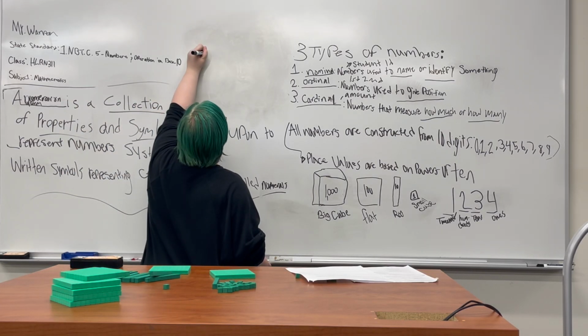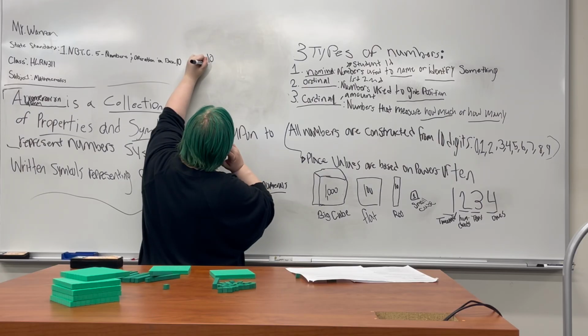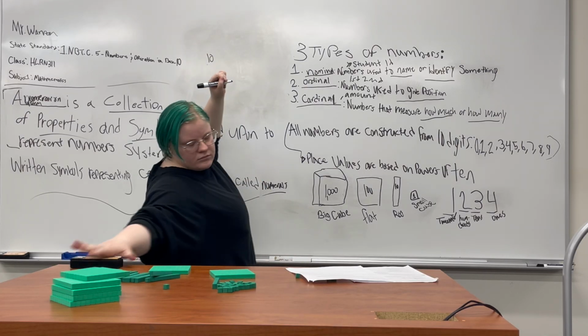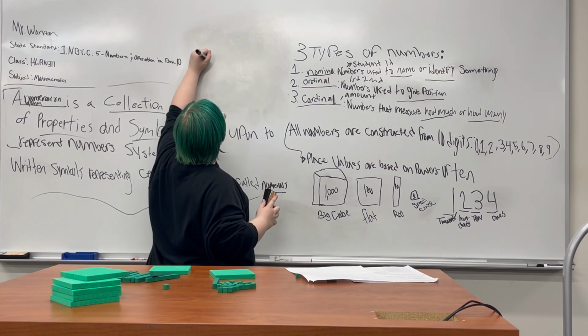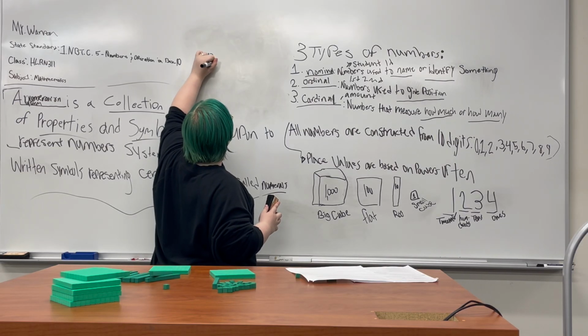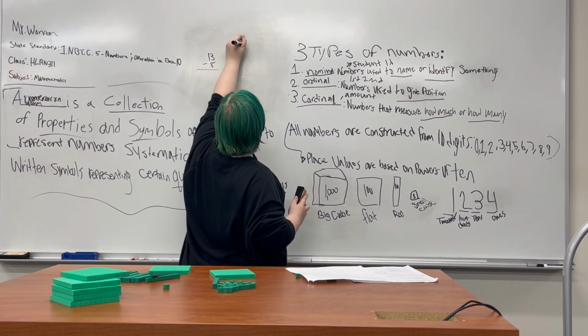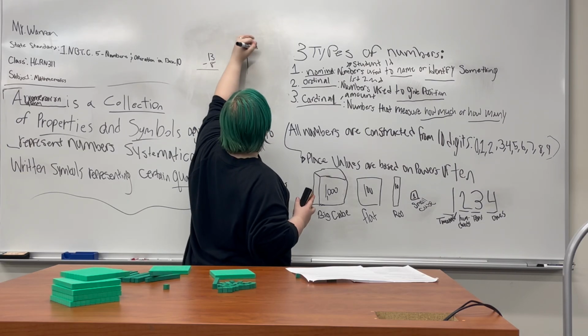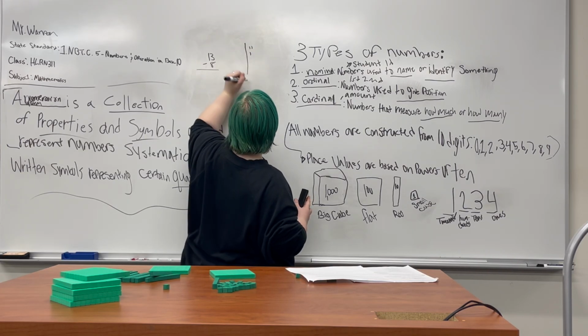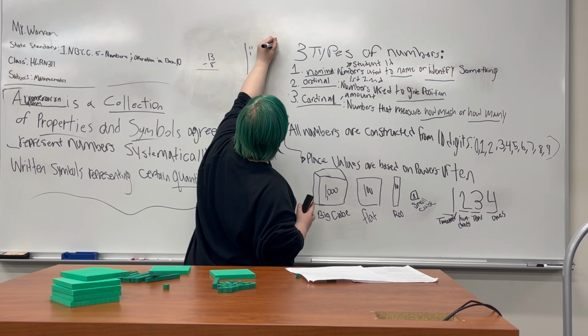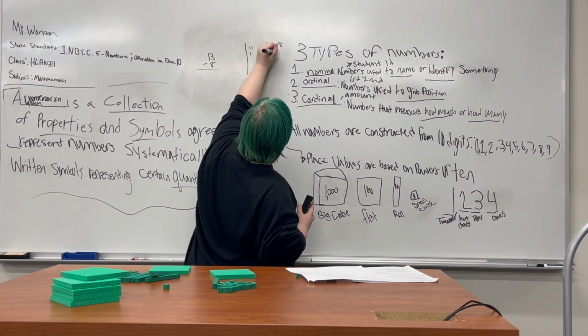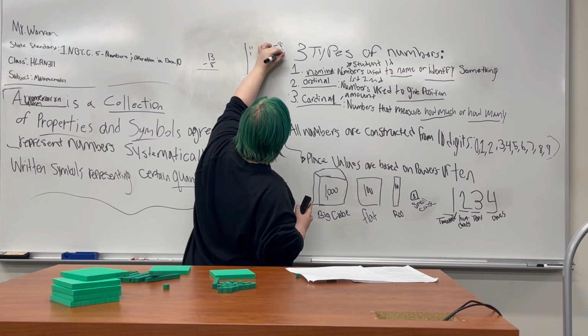All right, let's do 13 minus 8. So we got our 1 rod, 3 ones. Then we have our 8 that we're trying to take away.